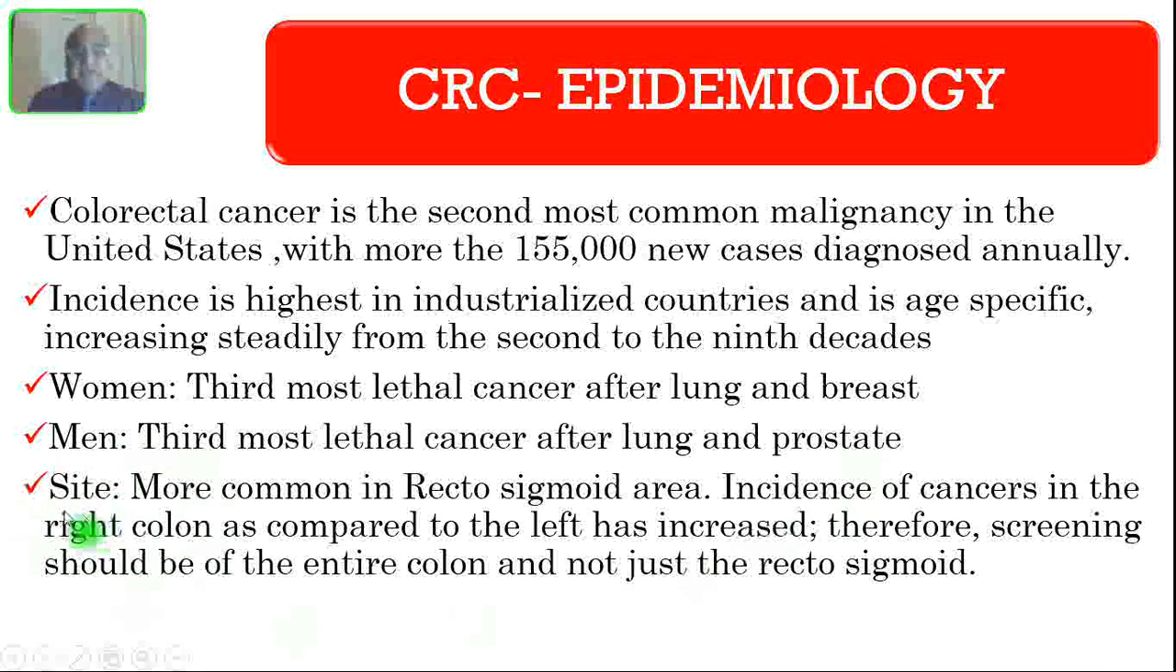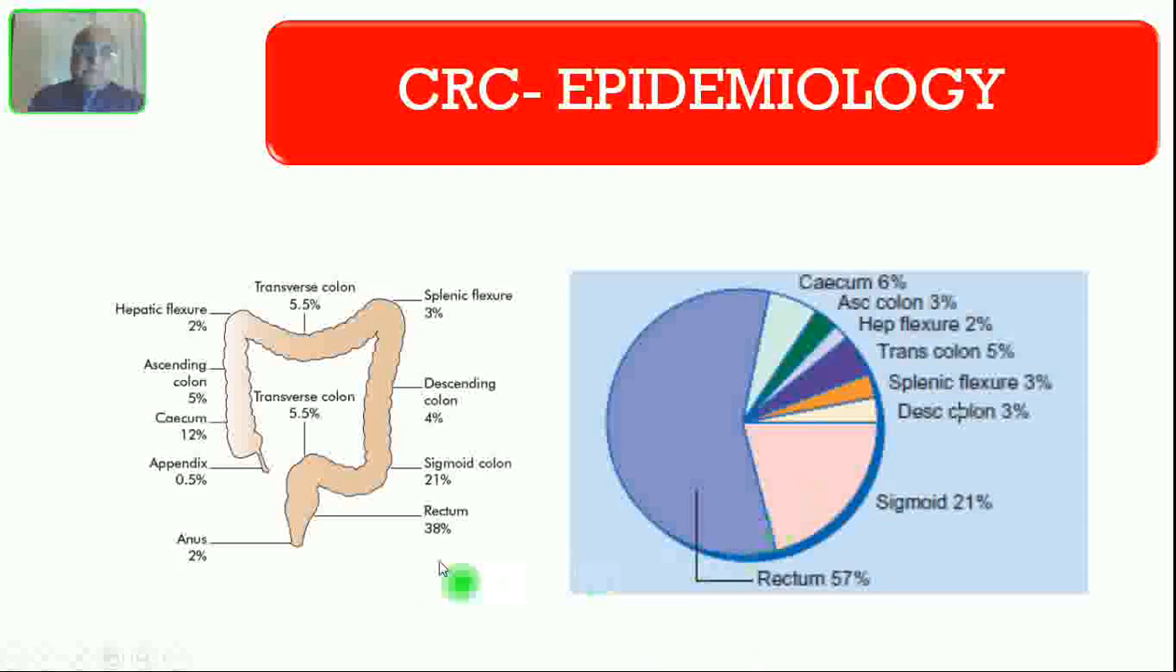Regarding the site of colorectal cancer, it is of course more common in the rectosigmoid area, but the incidence of cancer in the right colon as compared to the left is slowly increasing. Therefore, the screening should be of the entire colon and not just the rectosigmoid area alone. So this is regarding the site of the tumor. Almost more than 80% of the tumors occur in the rectosigmoid area, and right-sided tumors are only 20%.